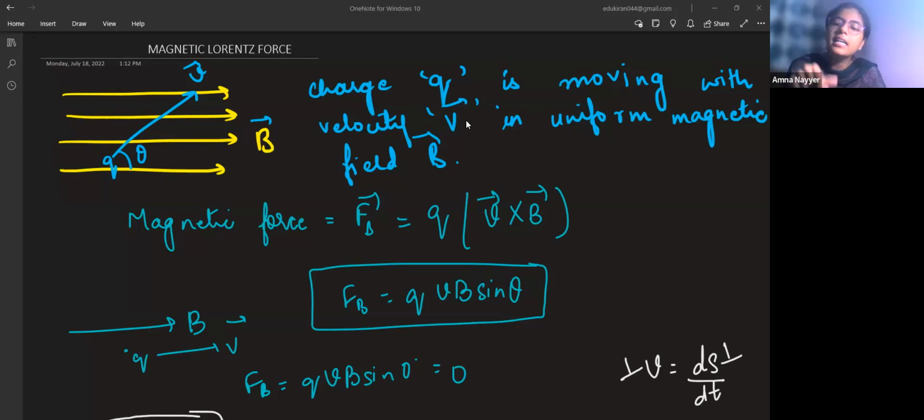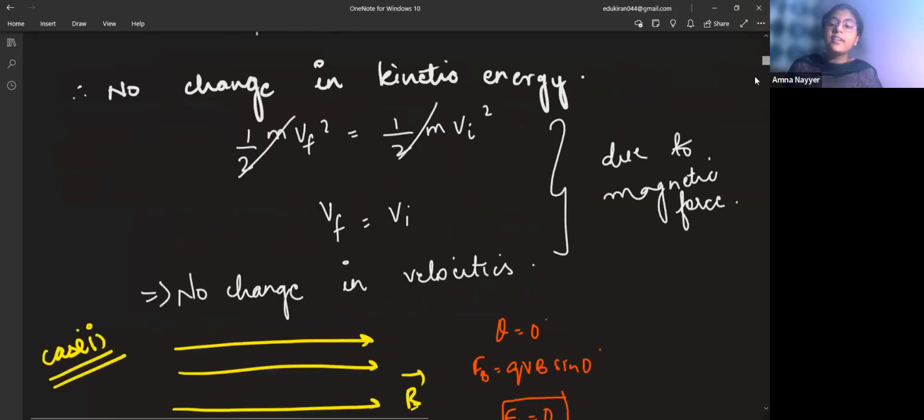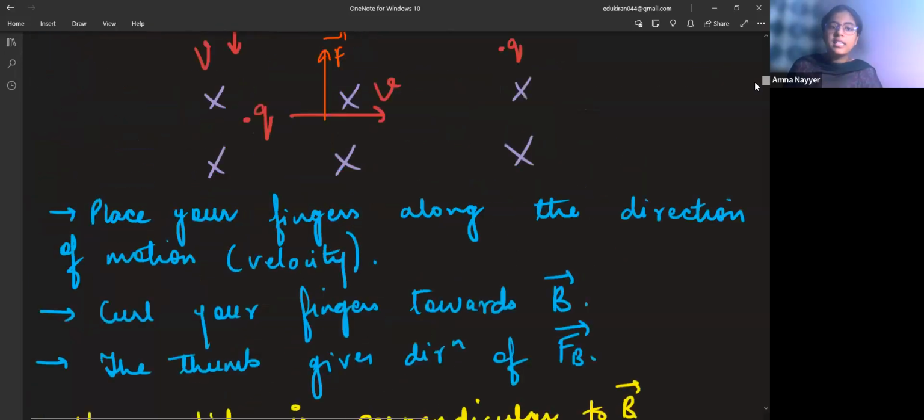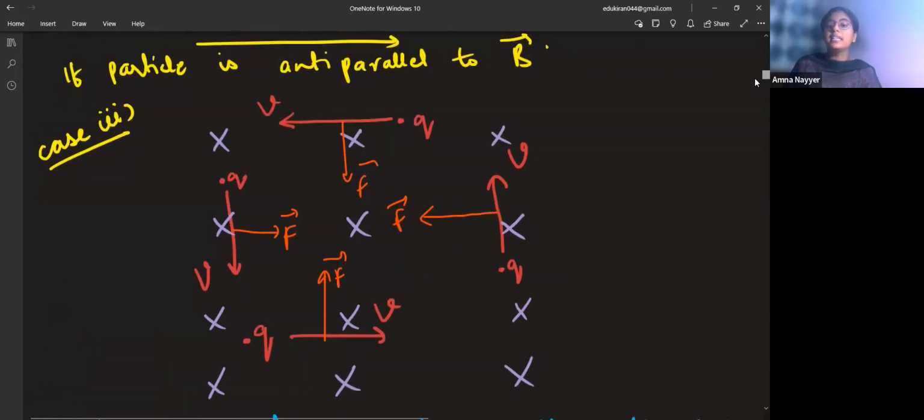First case was if the angle is 0 degree, that is the charge is moving parallel to magnetic field, then of course sine 0 degree, the entire force will become 0. Similarly, if the charge is moving anti-parallel, that is 180 degree, then also it will become 0. A special third case we were discussing is when the circle is actually formed, when the particle is moving perpendicular to the magnetic field.